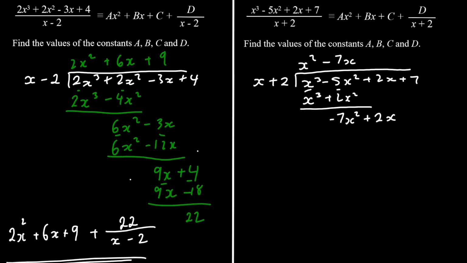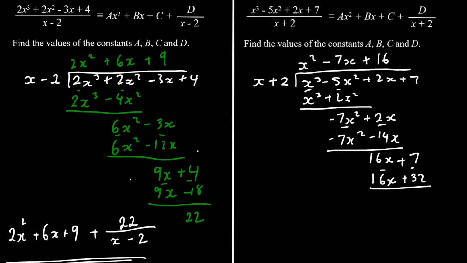Times by negative 7x, so negative 7x times x, negative 7x squared, negative 7x times 2, negative 14x, and take away 2 minus minus 14. So 2x minus minus 14x is 16x. Bring down the 7. 16x over x is 16. So timesing by 16, 16x plus 32. And the remainder is 7 take away 32, which is negative 25.